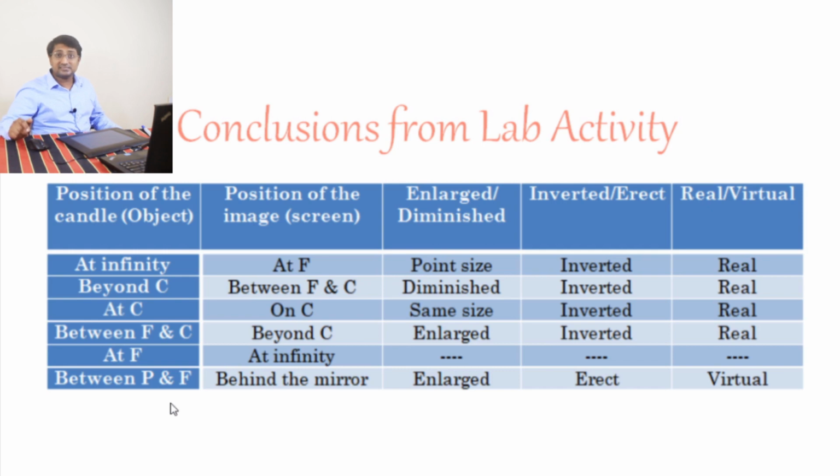And now this ray diagram activity that we are going to do for the next few minutes will help us understand the reason behind each and every one of these observations. We are going to start with beyond C, then we'll go to at C, then between F and C, at F, and finally the object between P and F. So let's go ahead and start with constructing the ray diagram for beyond C.